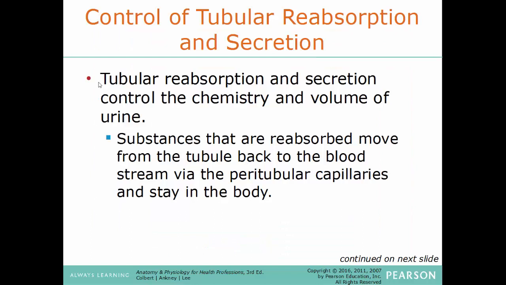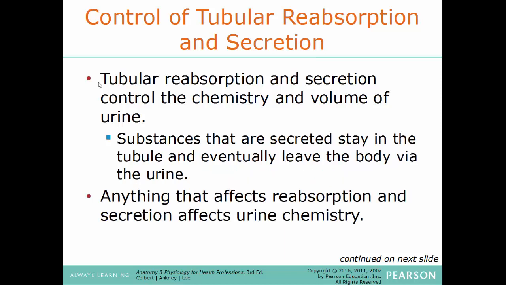All right, we'll talk about the control of tubular reabsorption and secretion. Now, tubular reabsorption and secretion will control the chemistry and the volume of urine. So substances that are reabsorbed move from the tubule back into the blood via the peritubular capillaries, and then they stay in the body. And substances that are secreted stay in the tubule and eventually leave the body via the urine. Anything that affects reabsorption and secretion will affect urine chemistry.